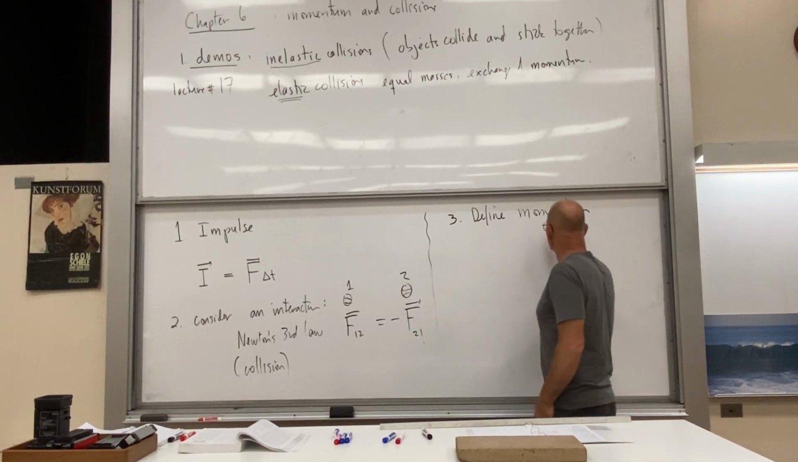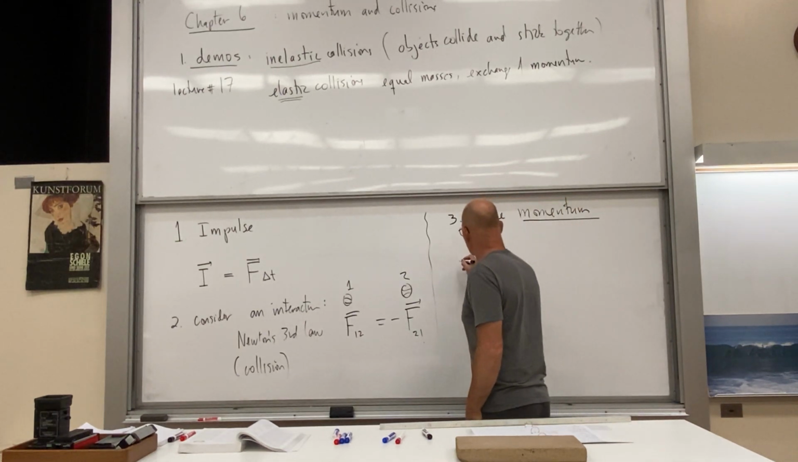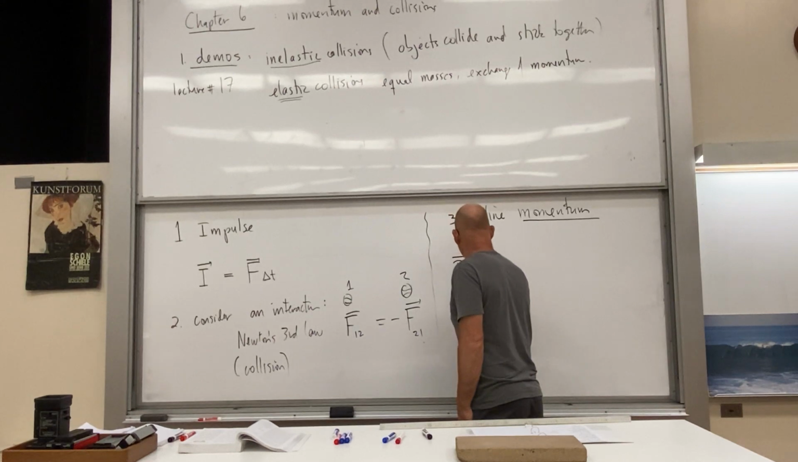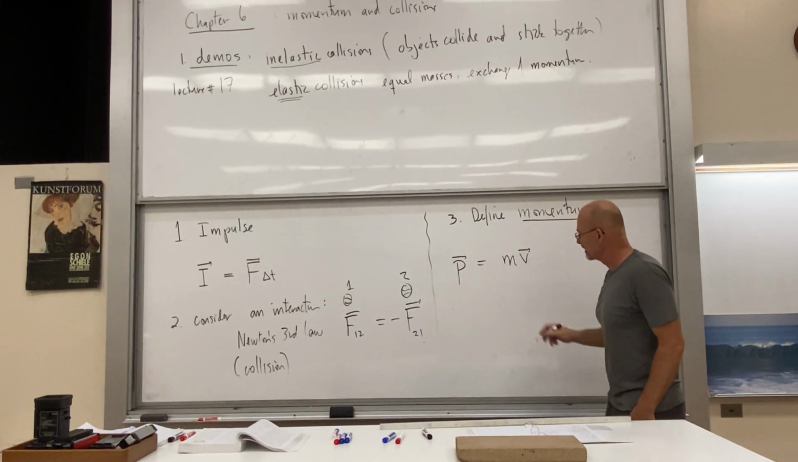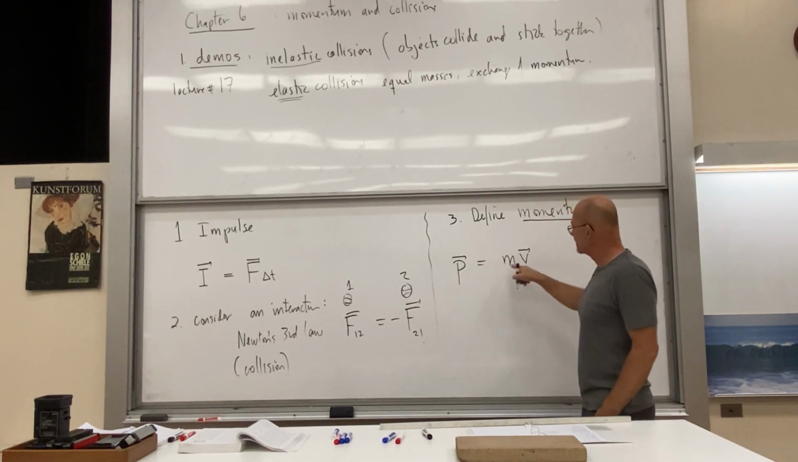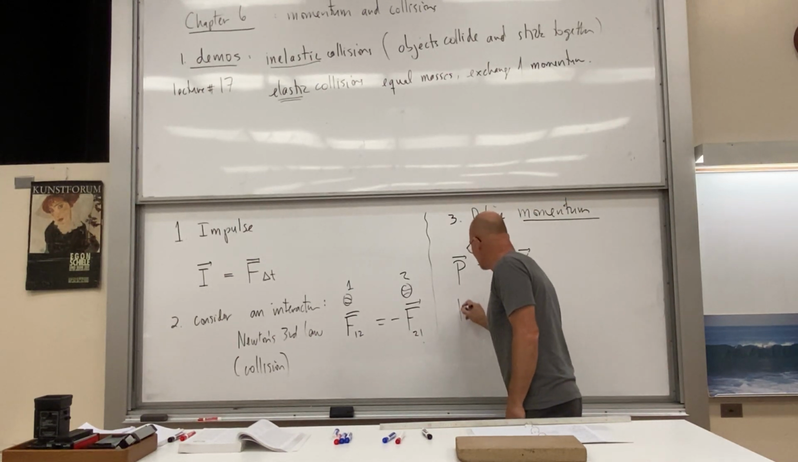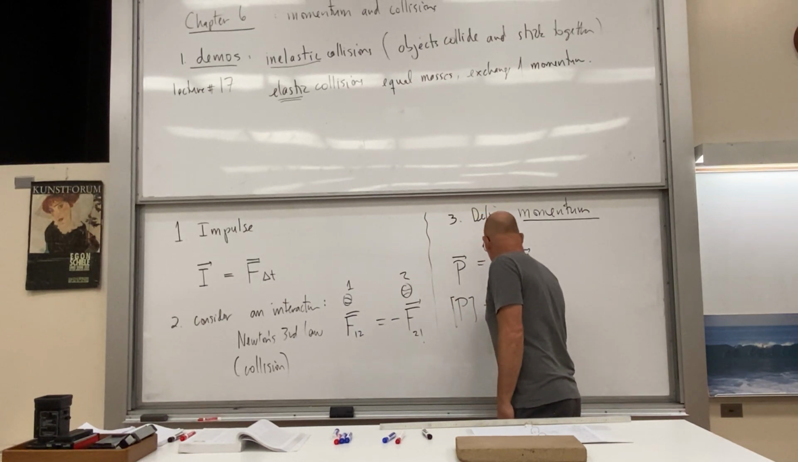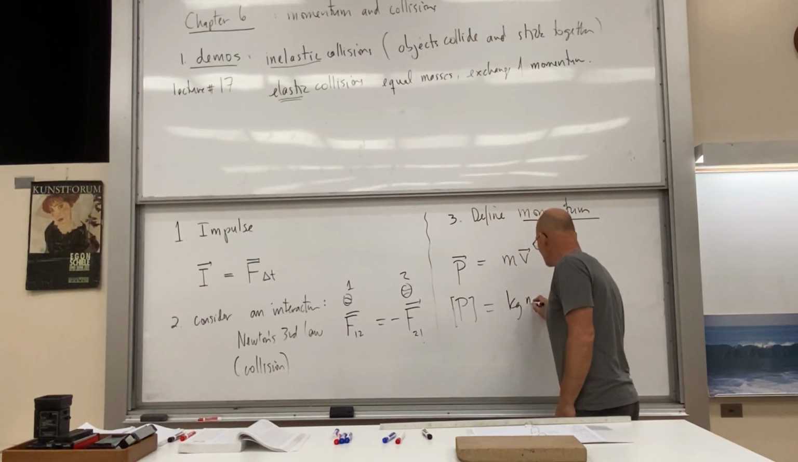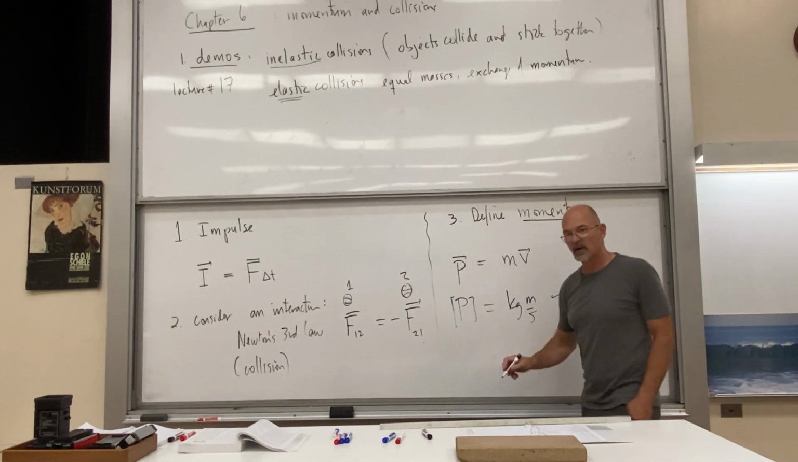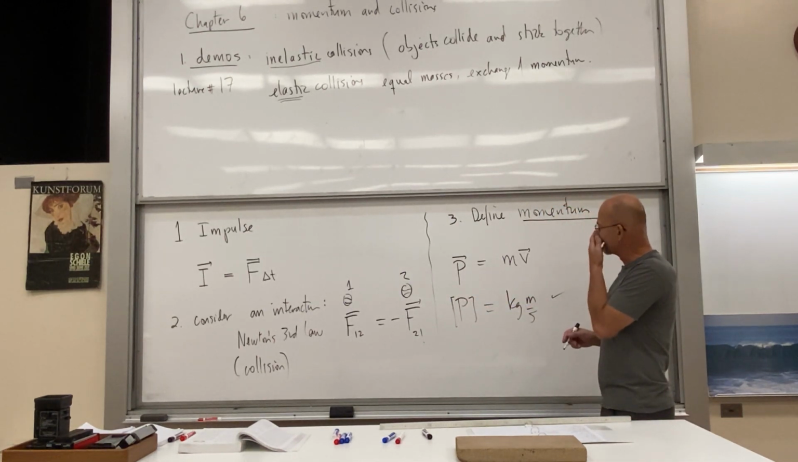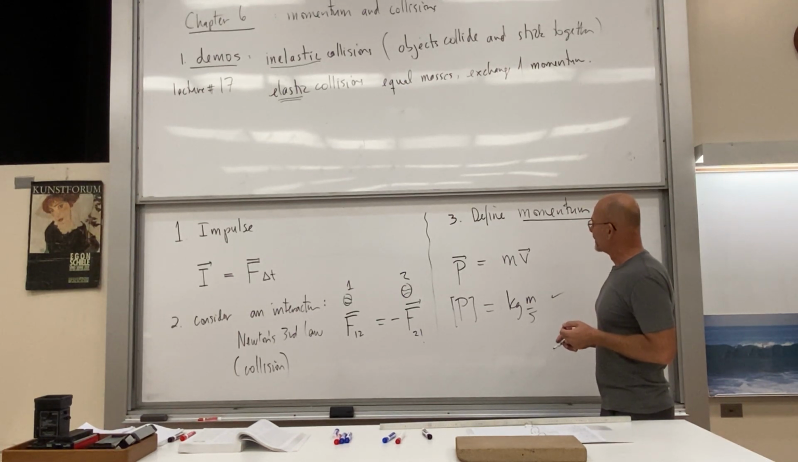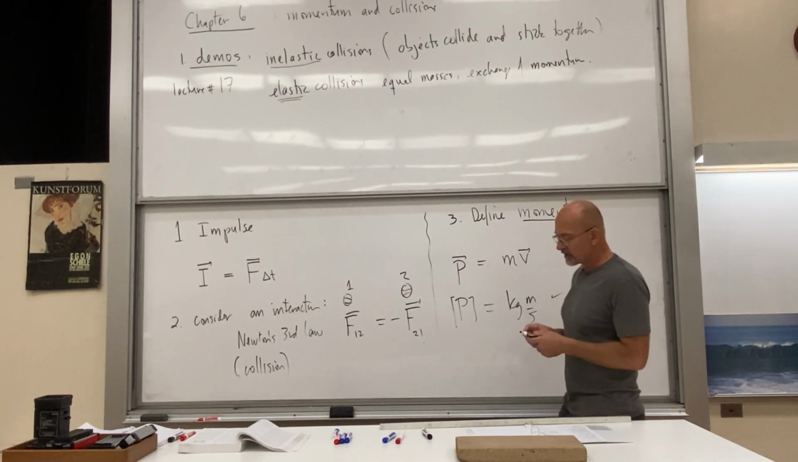So define momentum. It gets the letter P, and it's just the mass times velocity. Momentum P, mass times velocity. The units are kilograms times meters per second. They don't get a new name. It's just the units, kilograms, meters per second. Good. And I'll put a note here.